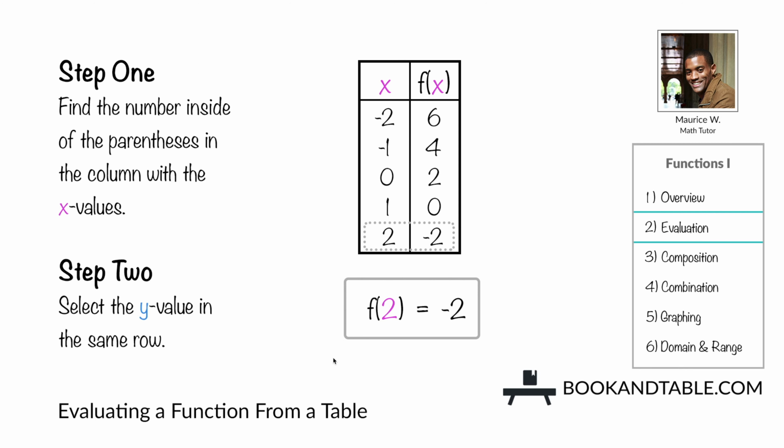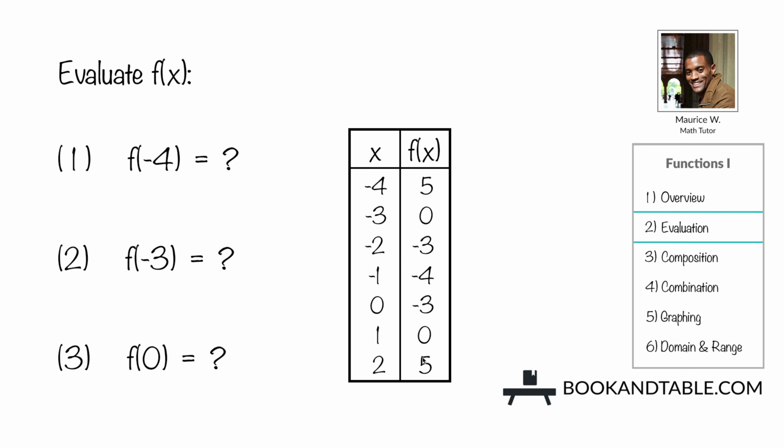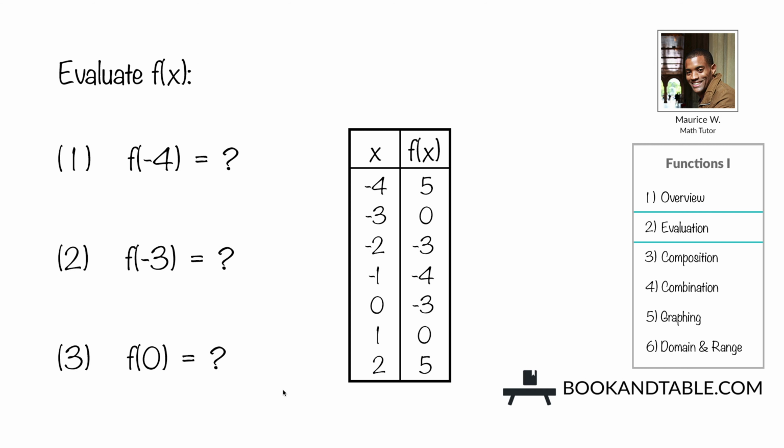So that is how we go about evaluating a function from a table. Let's now have you try a few practice questions. Evaluate f of x. Question number 1, f of -4 is equal to what? Question number 2, what is f of -3 equal to? And question number 3, what is f of 0 equal to? Pause the video, answer these questions, and then press play when you are ready to begin.